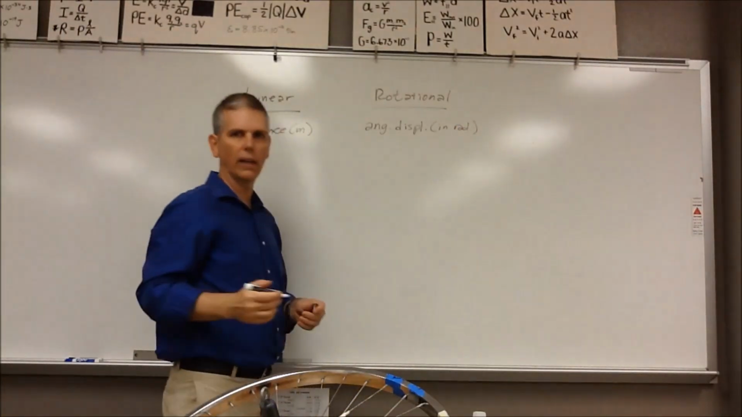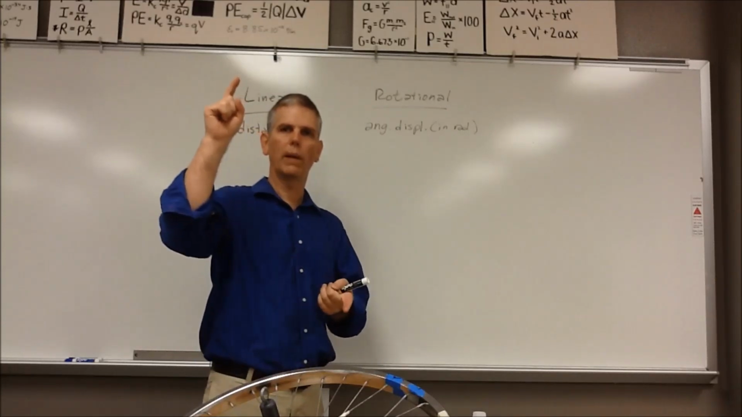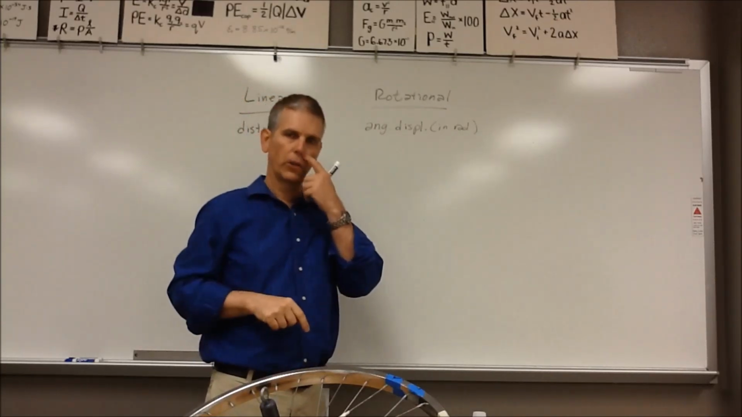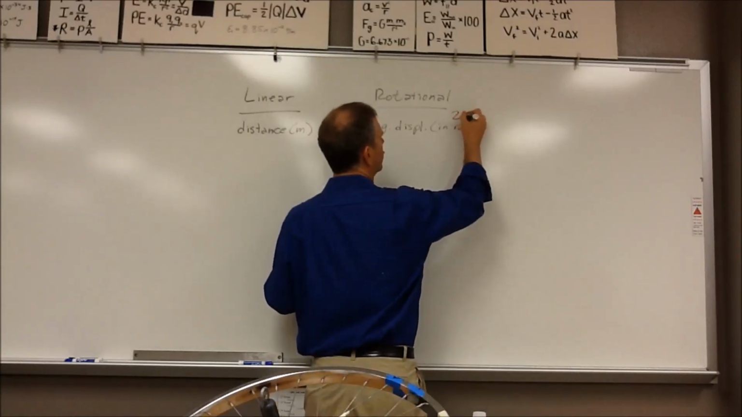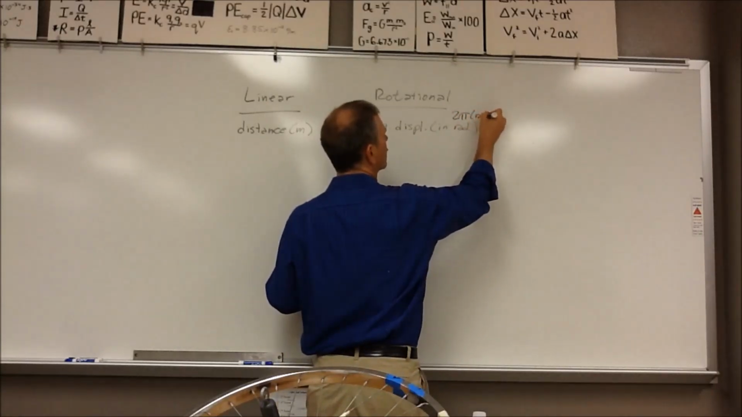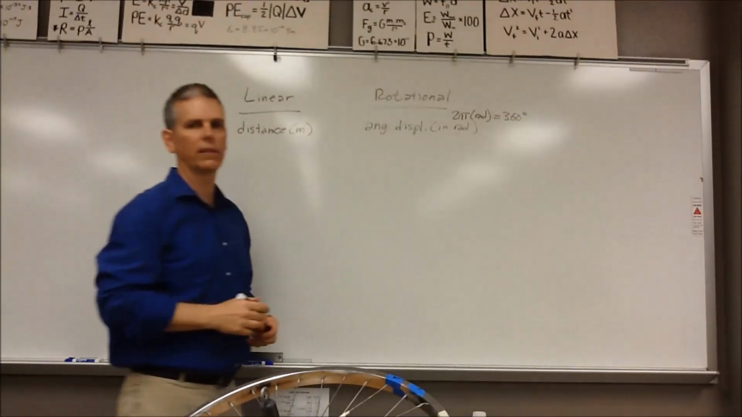Now, what is a radian? For me, the easiest way to remember that, if you have a unit circle with 1 meter, an entire circle is 2 pi radians. So we have 2 pi radians equals 360 degrees. Why I put it in parentheses, I don't know.